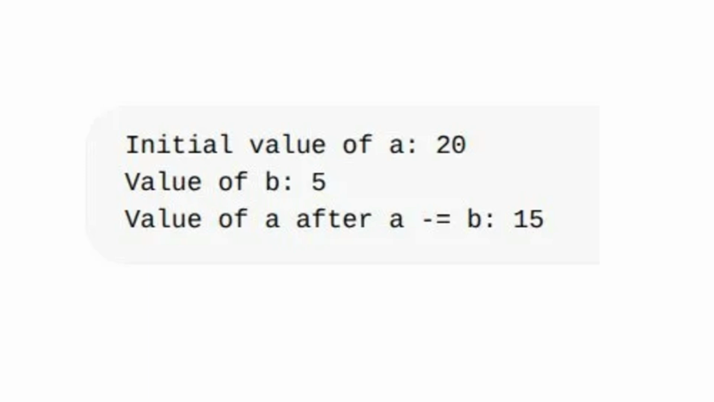So what happened here? The program took 20, subtracted 5 from it, and stored the new result back into a. That's exactly how the minus equals operator works. Quick, simple, and clean. And that's it for this video, friends. Now you understand exactly how the subtract and assign operator works in C.